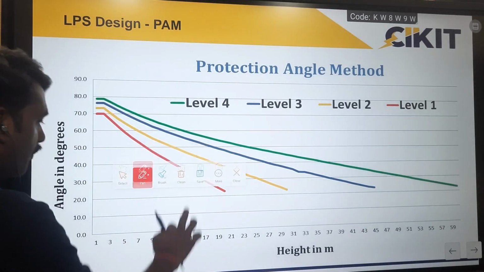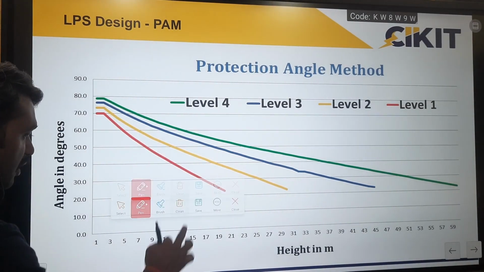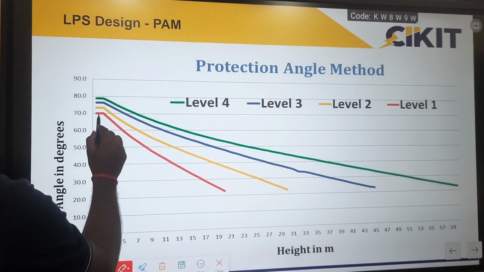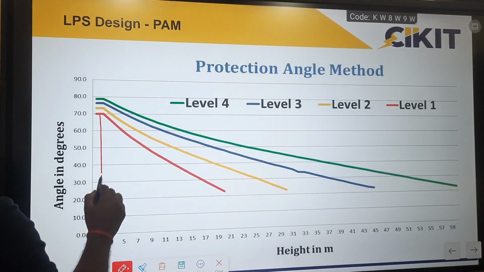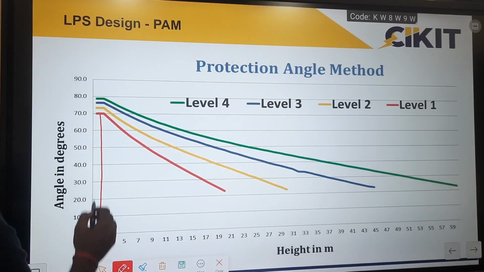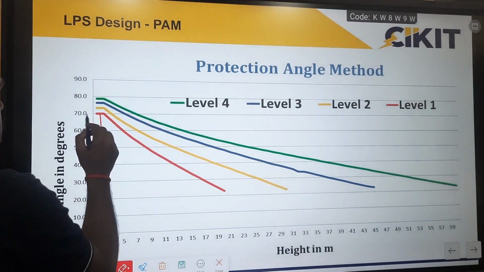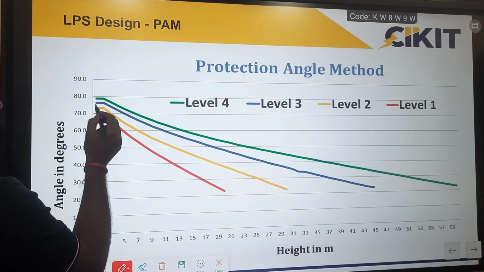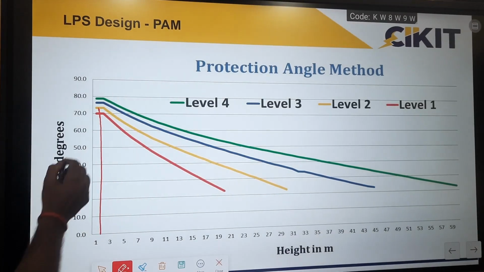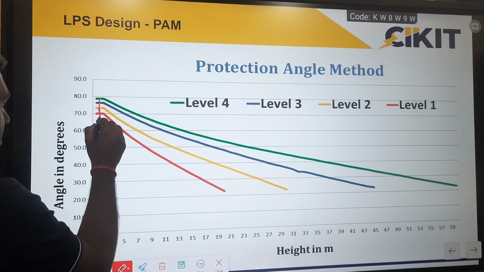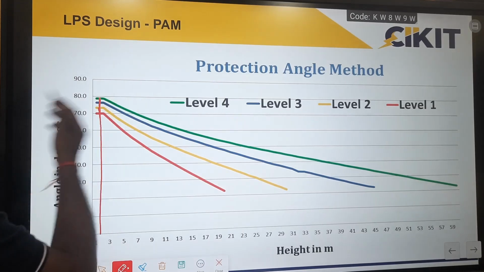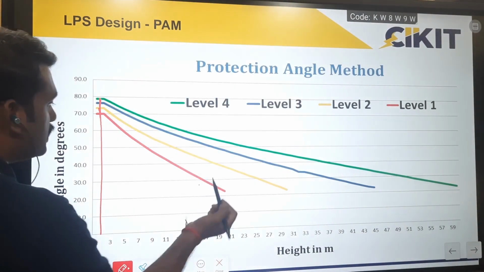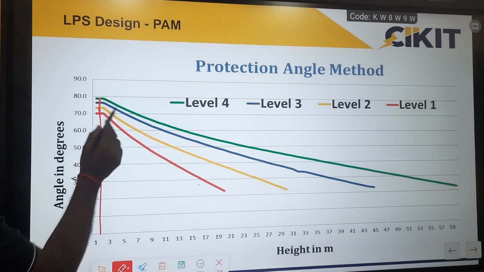In this, we can find the angle for each height. For example, if I extend a line at 2 meter height, for 2 meters the angle is around 70 degrees for level 1 protection. For level 2, it will be around 73 or 74. Similarly, if I extend this line, I can find the angle for different levels of protection. If I consider level 1 protection, then the angle is 70 degrees.